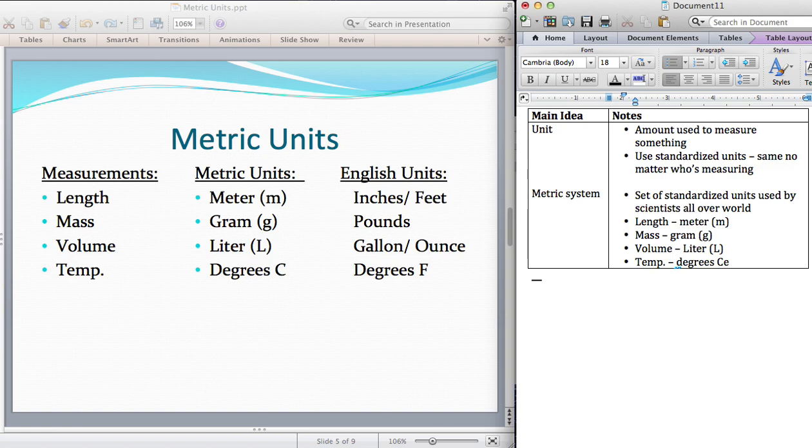And temperature, we measure with degrees Celsius, right? Or degrees C, right? The little degree sign, option K, will get you that if you're typing it on your computer. So temperature is degrees Celsius. And this is the metric system. Those are the units that we'll use.